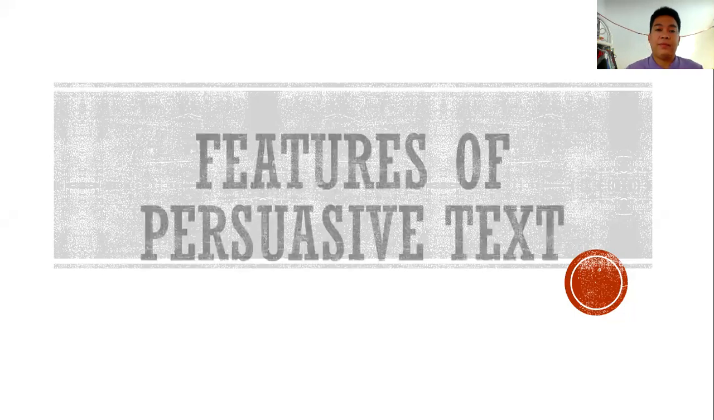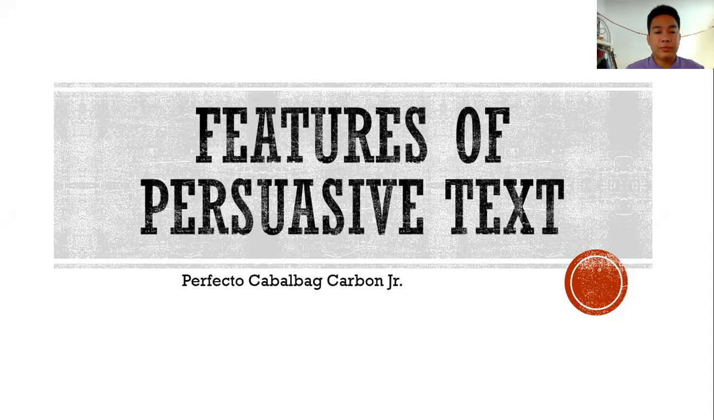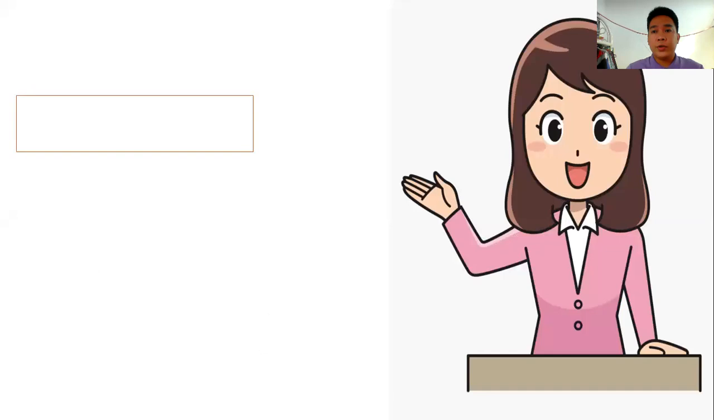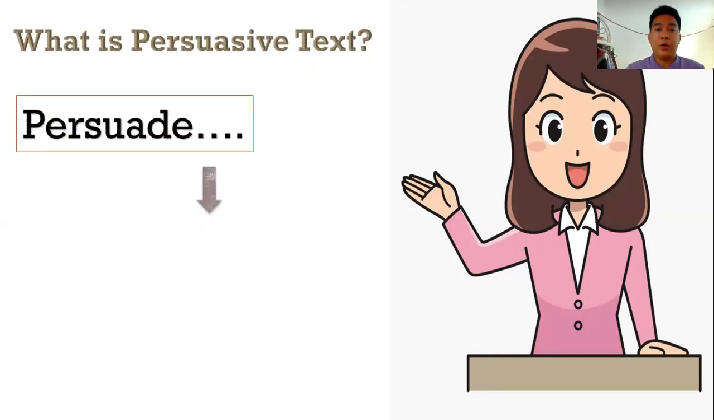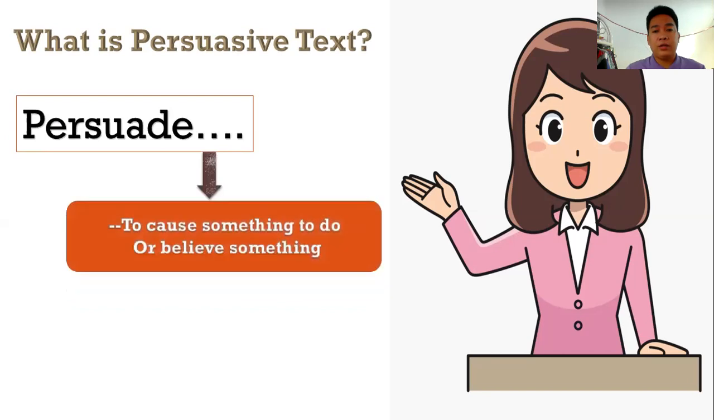For today, our topic is all about the features of a persuasive text. First, what is a persuasive text? A persuasive text is to persuade or to cause someone to do or to believe something.